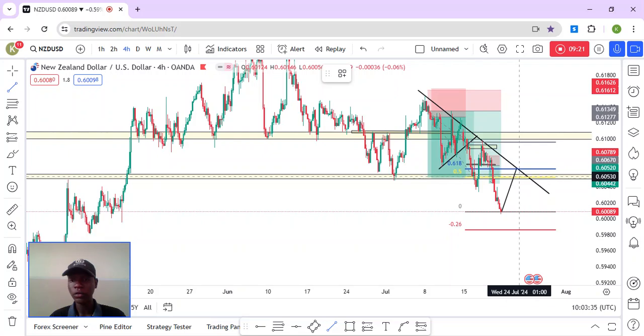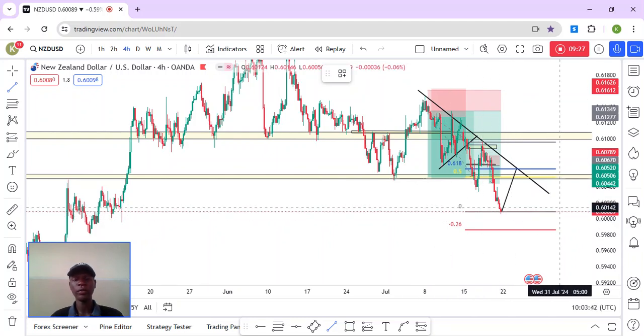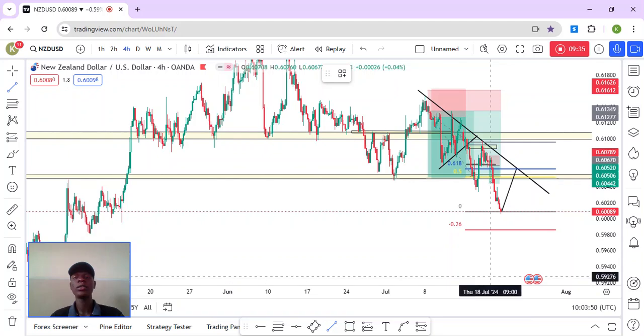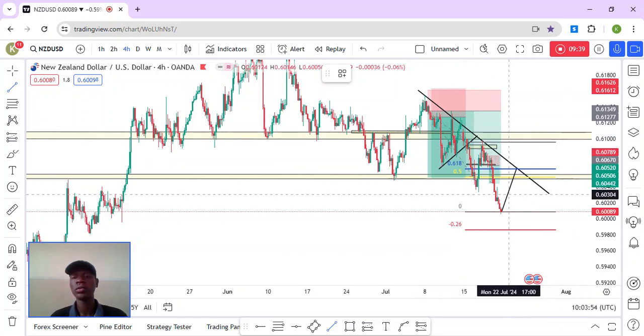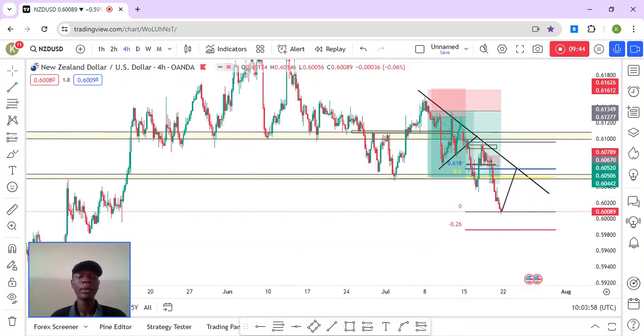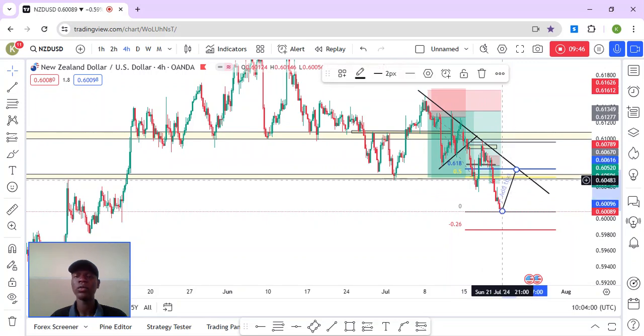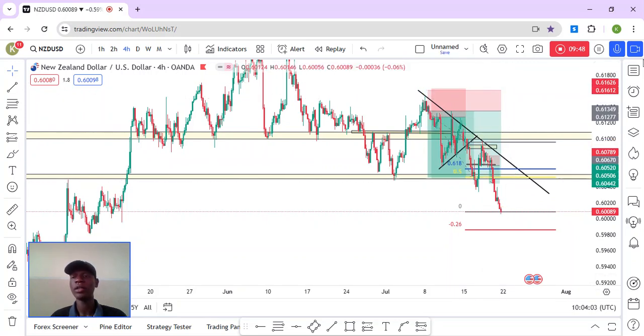So what we just have to do is wait for the market and see what the market is doing. And if the market should break below this level, then we have to sit on our hands to spot another nice trading opportunity. So that's it on NZD USD. So let's go over GBP USD and let me explain what's happening on the GBP USD to you guys.